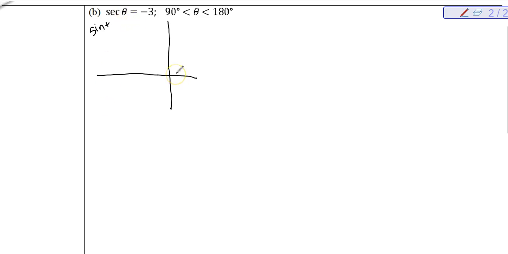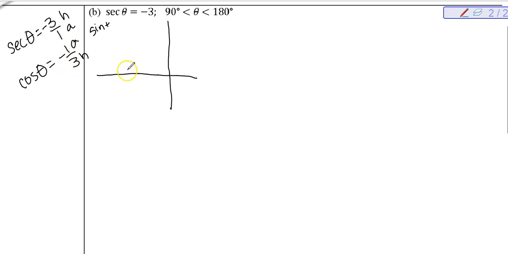Secant of theta is negative 3. Okay, well, here's what I know. Secant theta is the reciprocal of cosine. So if the secant of theta equals negative 3 over 1, then the cosine of theta equals negative 1 over 3, which is my adjacent and my hypotenuse. Or if I'm in secant, that's my hypotenuse and my adjacent. That's also really useful.